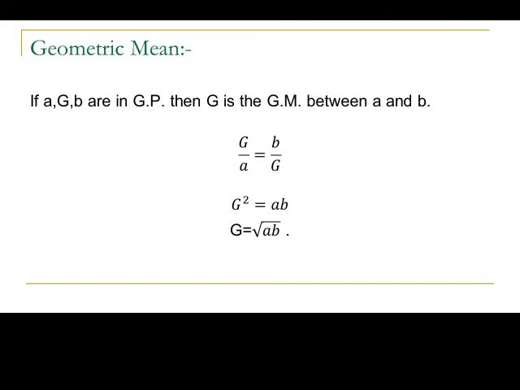If these three terms are in GP, so cross multiply G with G, so G square equals AB and G equals under root AB. This is the geometric mean of two numbers.